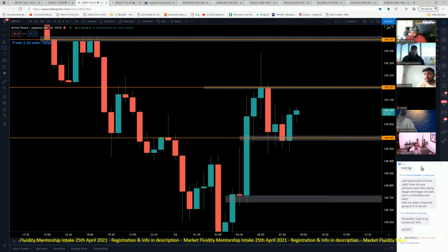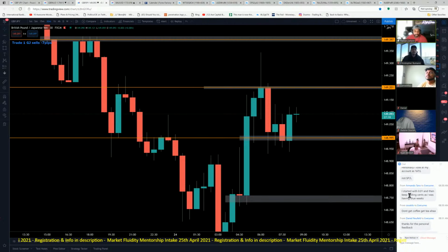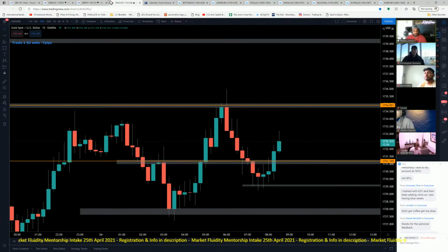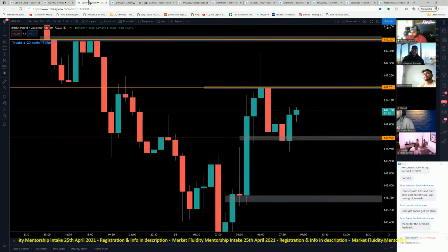Y'all started with 10-cent lots, right? Yep. How did your emotions go after taking bigger and bigger lot sizes? Was it comfortable over time? Took me quite a long time. It's pretty difficult in the beginning. When you jump from 10-cent lots to 50-cent lots, your losses go from $10 to $50, right? So then you really got to manage risk at that point. I think now it's really easy to increase lot sizes because we've got the concept of risk management down. So let your ability to manage risk give you the confidence to increase lot sizes.